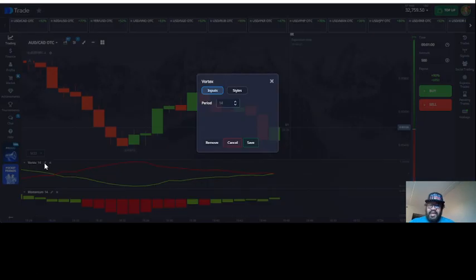For the Vortex indicator, if we click on the pencil icon, I've configured the period to 14 here. And in the style settings, I've increased the line width of each of the lines: the VI plus line to green 2 pixels and the minus VI line to red 2 pixels. So we can go ahead and save that.